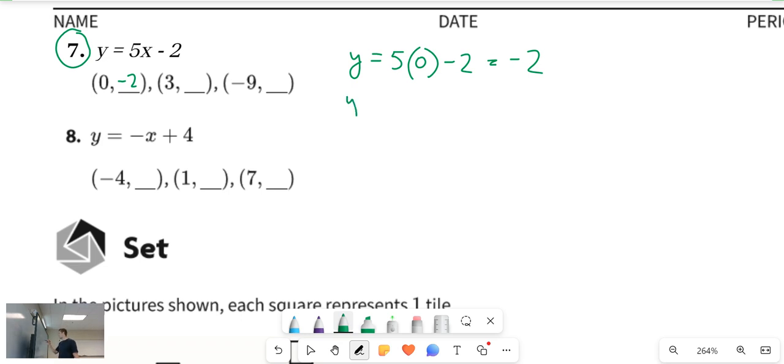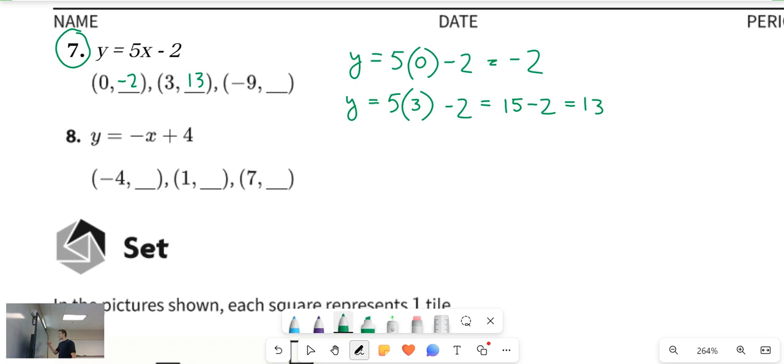Right, our second is going to be y equals 5 times 3. Our x value is 3, so 5 times 3 minus 2, which is the same as 15 minus 2, which is 13. So we're going to get to plug in a 13 right here.